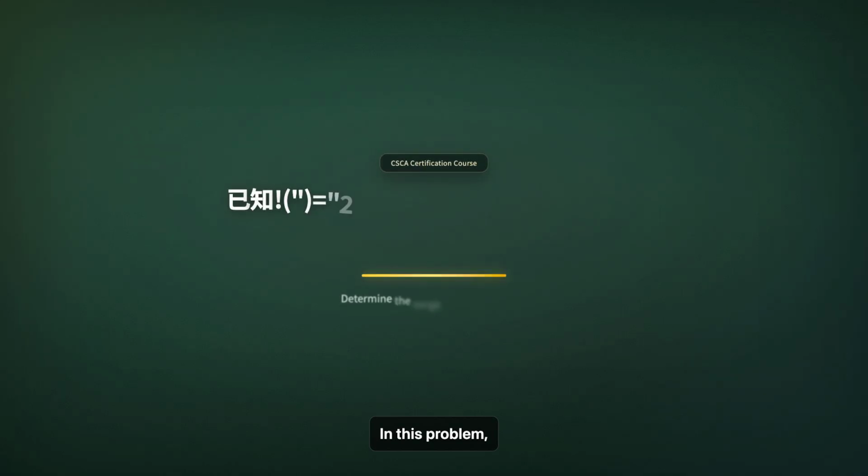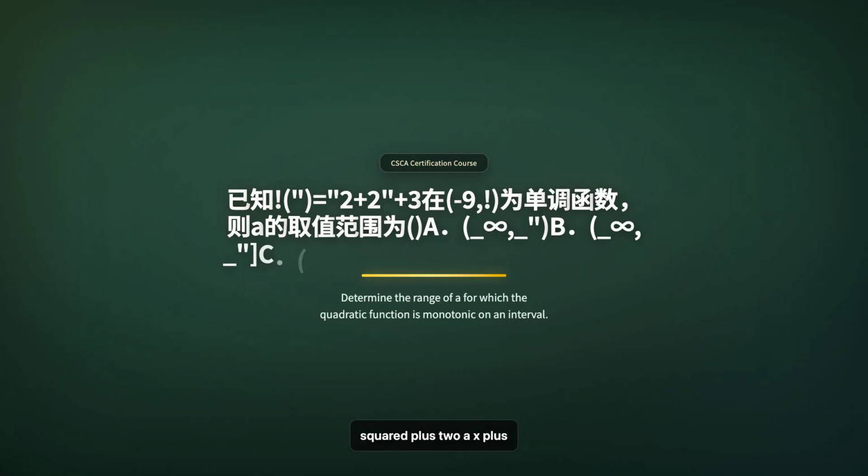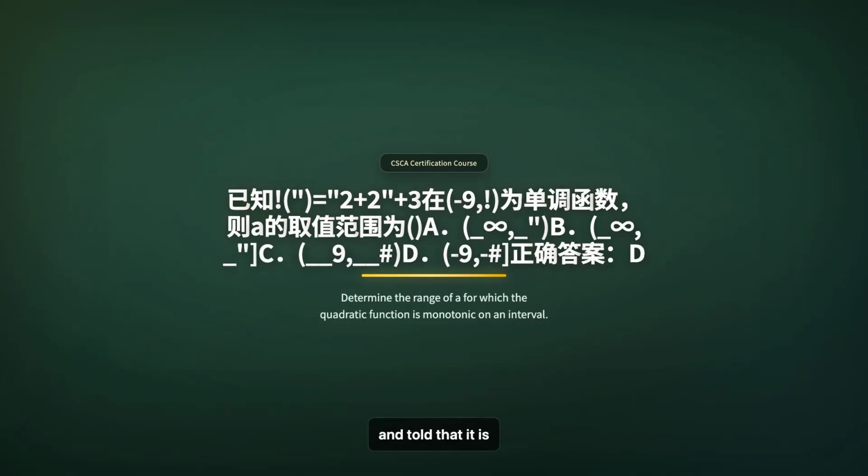In this problem, we are given a quadratic function f of x equals x squared plus 2ax plus 3, and told that it is monotonic on the interval from negative infinity to 0. Our goal is to find all possible values of the parameter a that make this true. A monotonic function on an interval means it is either entirely non-increasing or entirely non-decreasing.